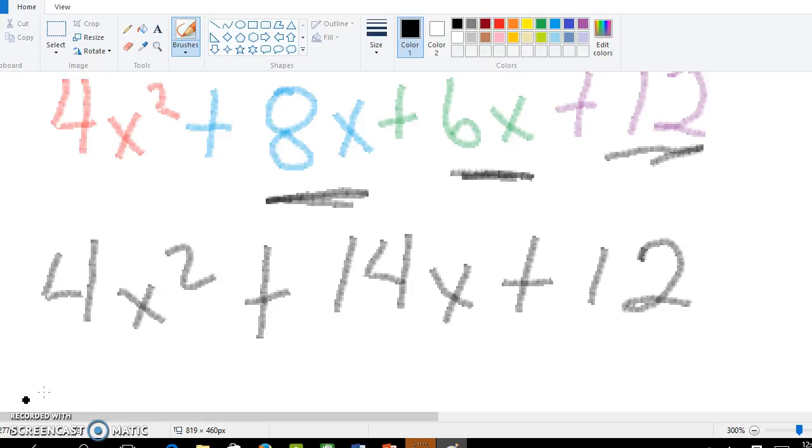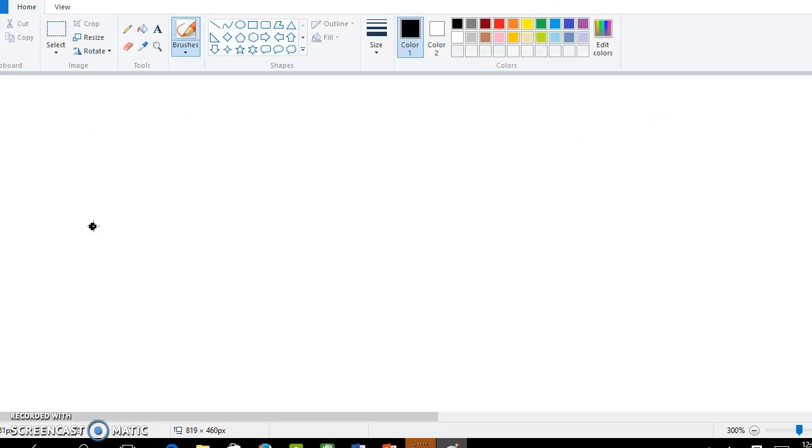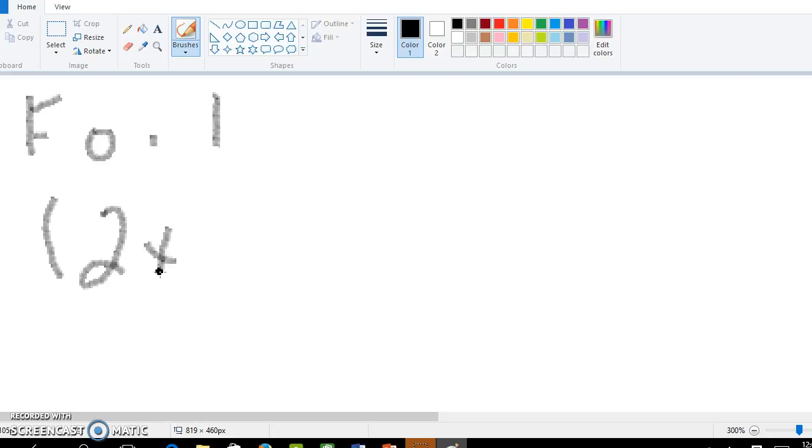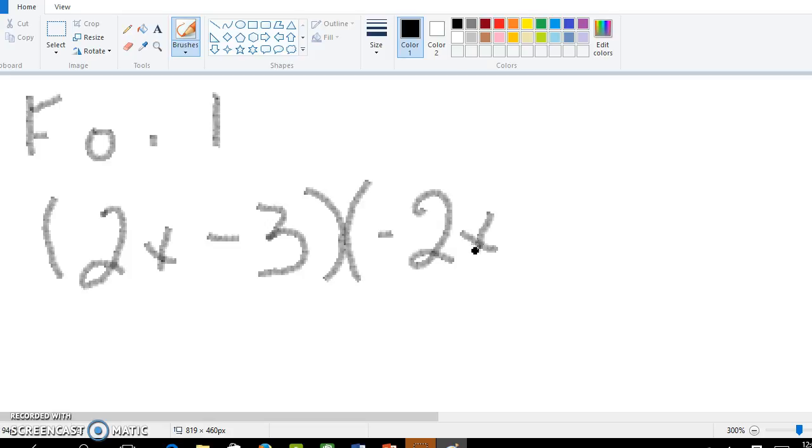All right, let me get a new sheet and we'll do another example. All right, once again, let's write FOIL here. So we have first, outside, inside, last. All right, so let's take the problem 2x minus 3, okay? And we're going to do, let's do a negative 2x plus 4.